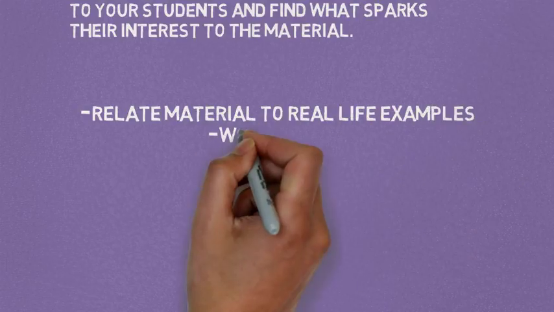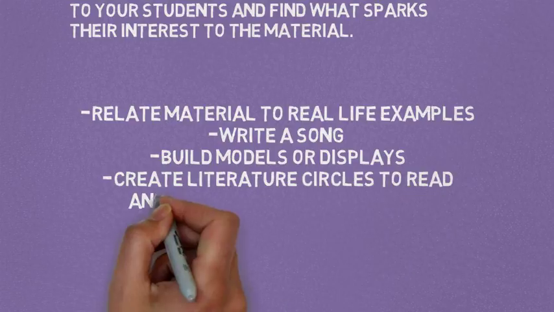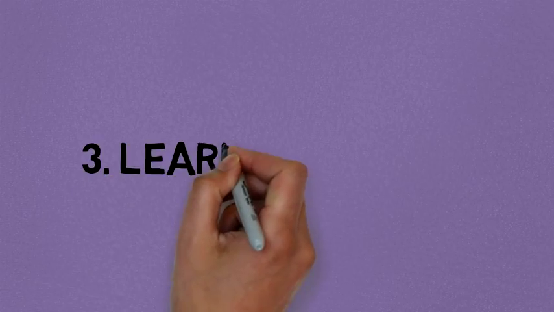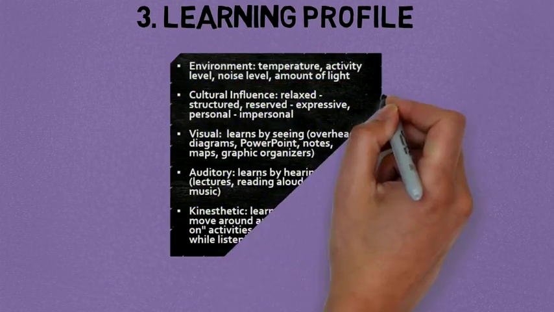Now, this can be done by relating to real life examples. You can have them write a song, build models or displays, and create literature circles to read and discuss interesting topics that they can share and talk about with one another to ensure that they are learning what's necessary. Coming in at number 3, the learning profile.